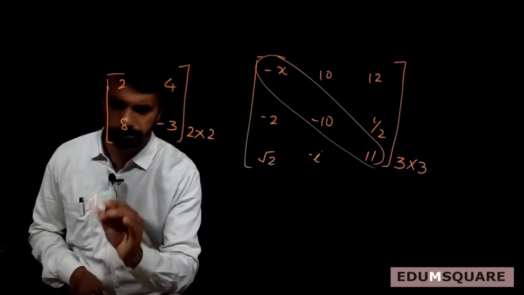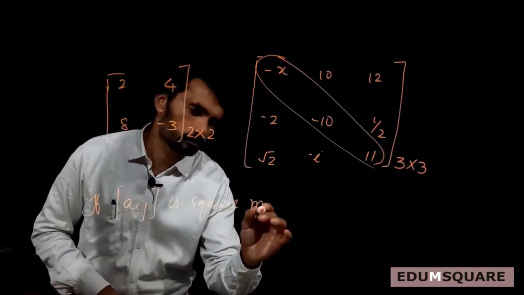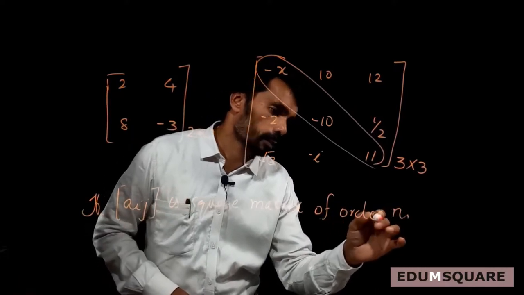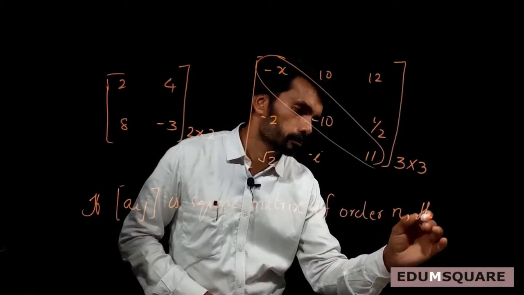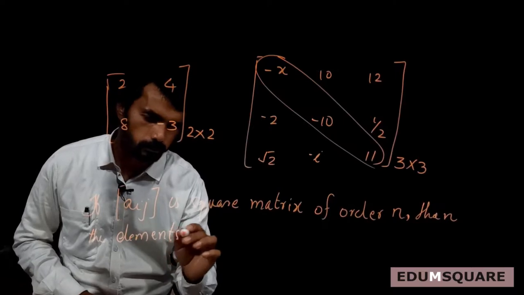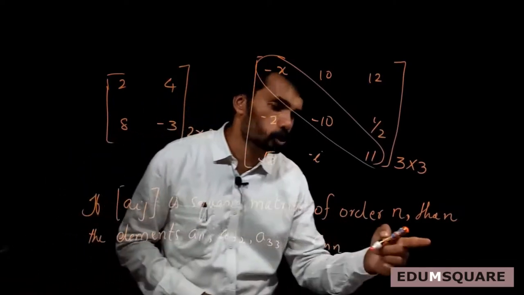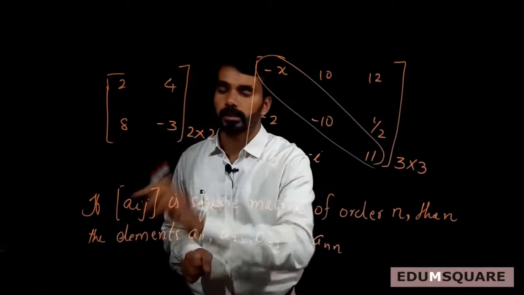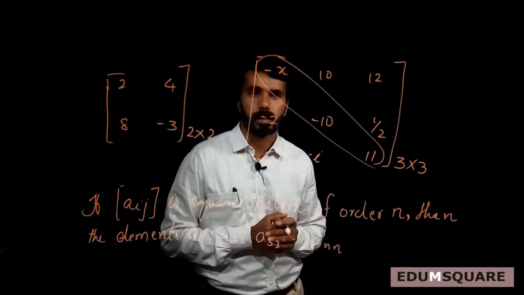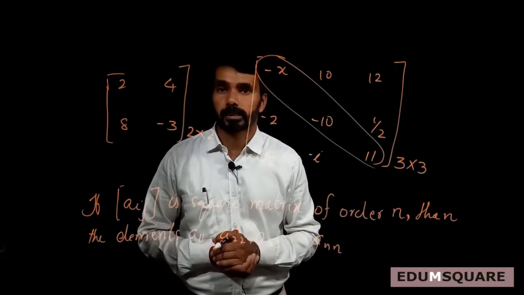That is, if Aij is a square matrix of order n, then the elements A11, A22, A33, etc., Ann are said to constitute the diagonal of the matrix Aij or the matrix A. If this matrix is denoted by A, then these elements A11, A22, etc., Ann are said to be the diagonal of the matrix A. Okay.